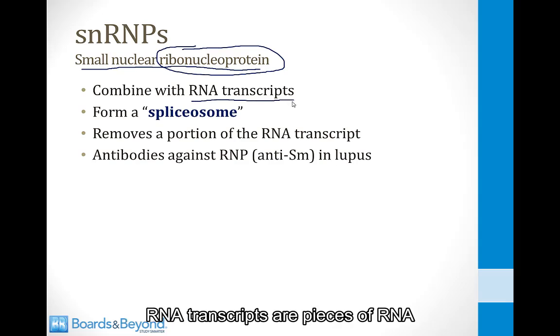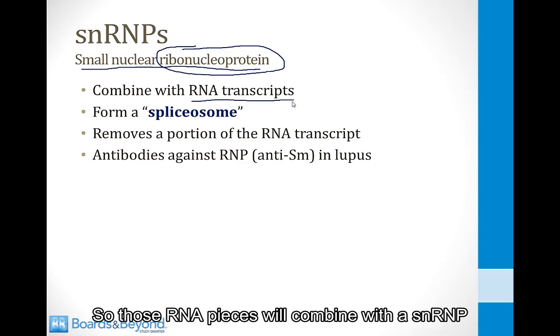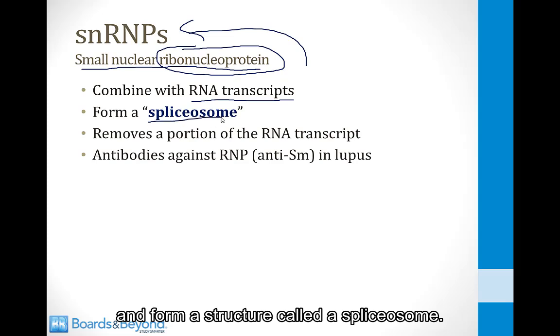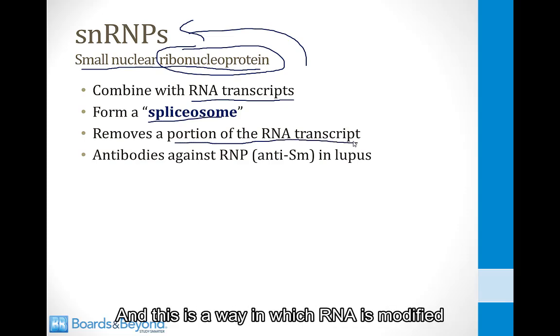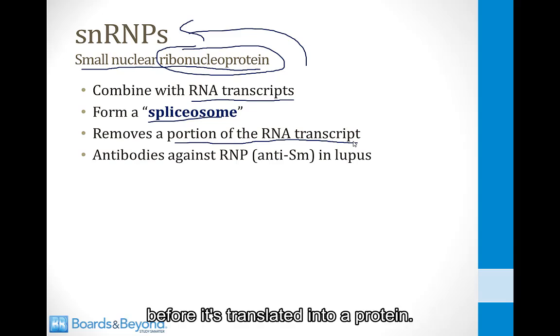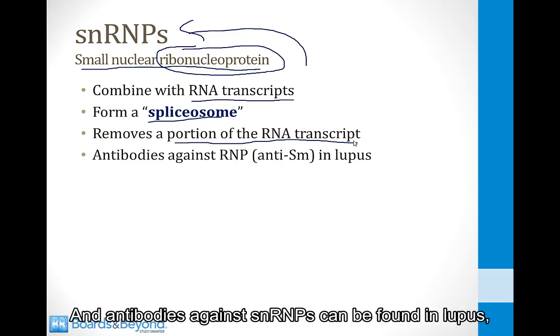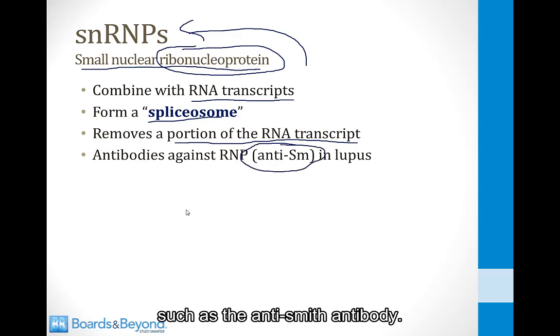RNA transcripts are pieces of RNA that have been synthesized from DNA. Those RNA pieces will combine with a SNRP and form a structure called a spliceosome. As a result of the formation of a spliceosome, a portion of the RNA transcript will be removed, and this is a way in which RNA is modified before it's translated into a protein. And antibodies against SNRPs can be found in lupus, such as the anti-Smith antibody.